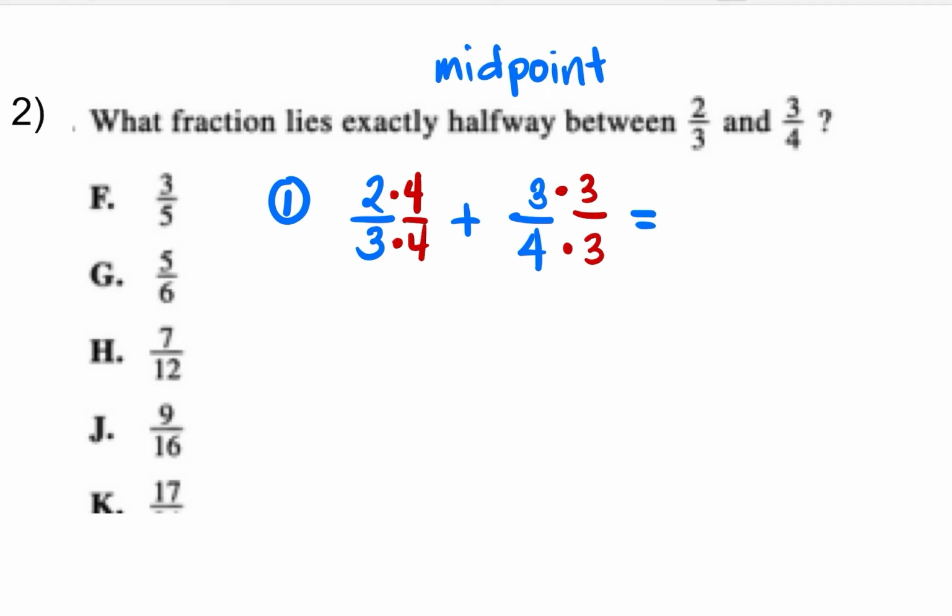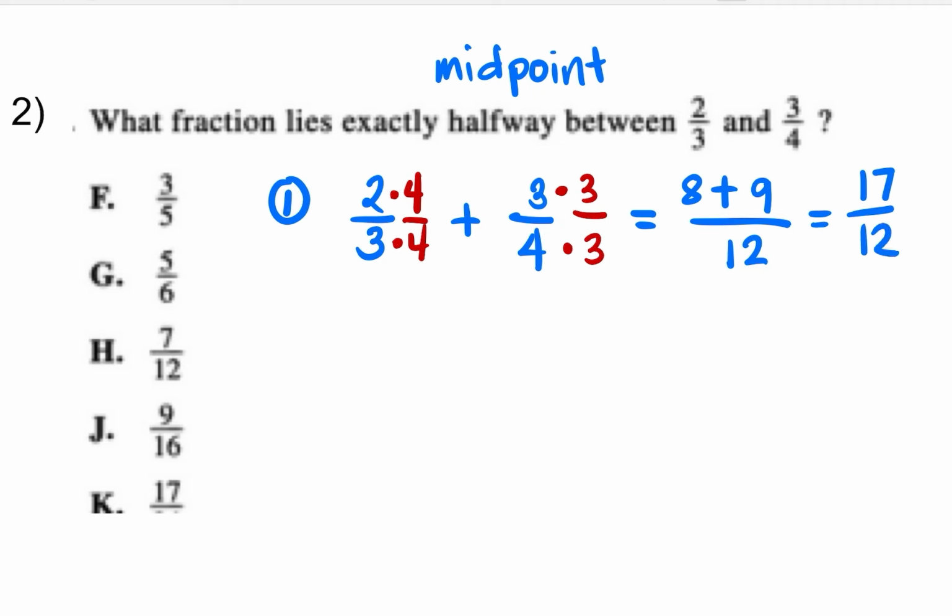Okay, so our denominator is now the same. We've got 12 and 12. We're going to bring that over, equals 2 times 4 is 8, and 3 times 3 is 9. Adding these two together, that is equal to 17/12. So that's the first step.